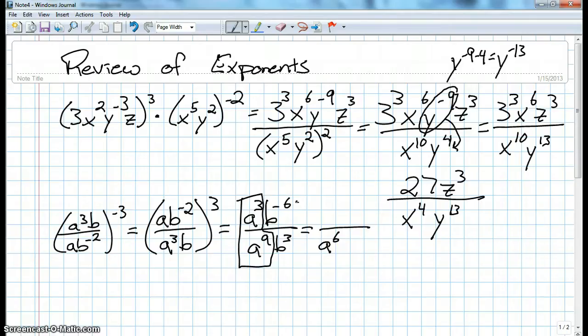What about the b's? This is a -6, and this is a 3. You can do the subtraction rule if you like that. -6 minus 3 is -9. So it'd all be on the bottom. You've got it. It becomes b to the 9th. 1 over a to the 6th, b to the 9th.